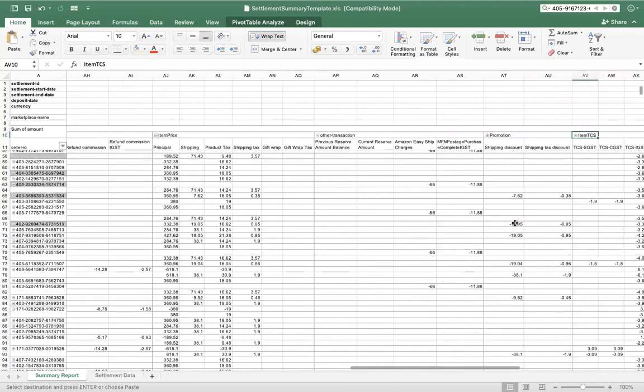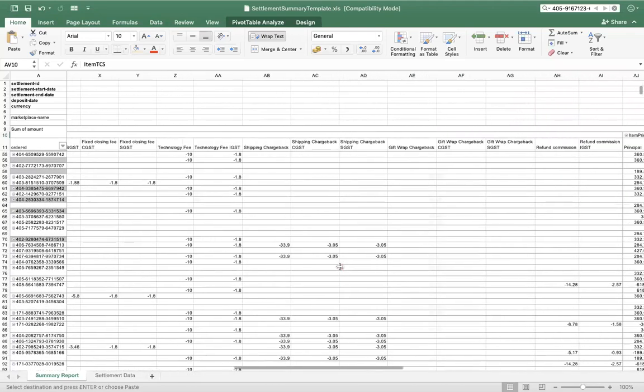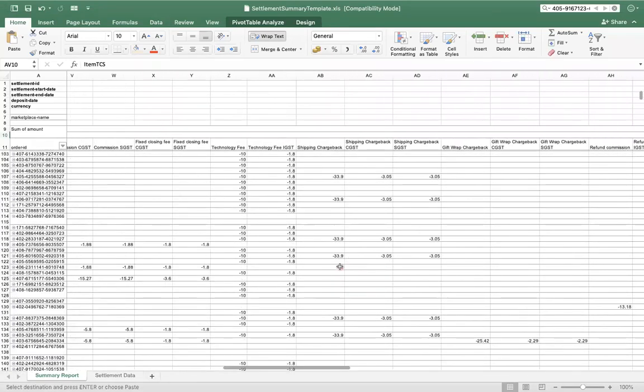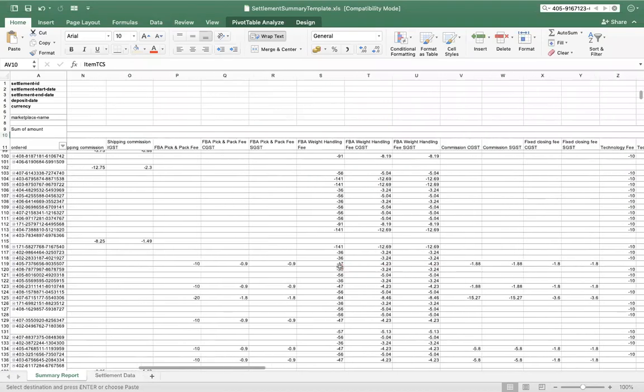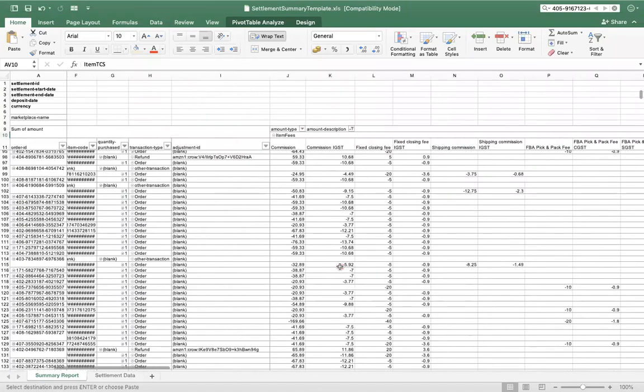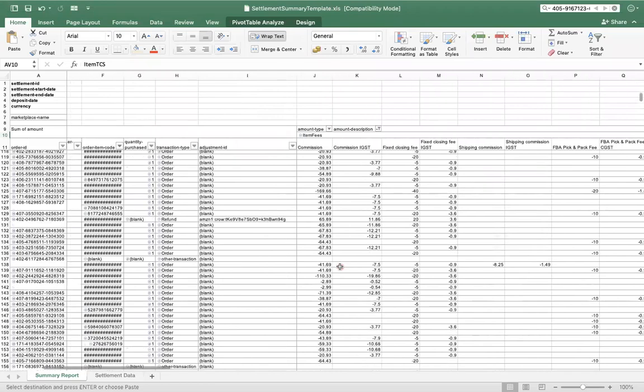So this is a simple tool. If you're not using any software, you can break up your entire payments data into all of this and see if you're making any profits.